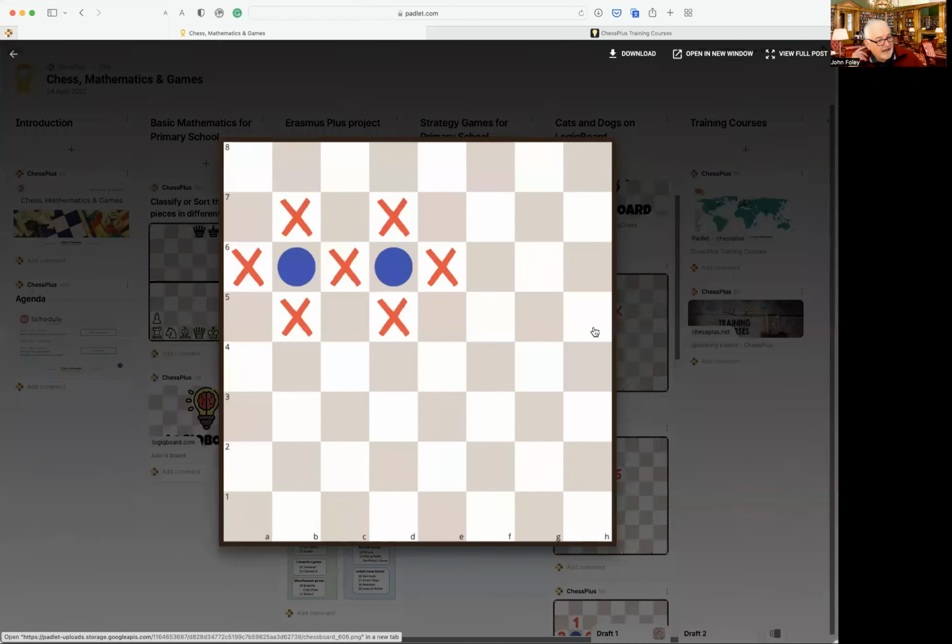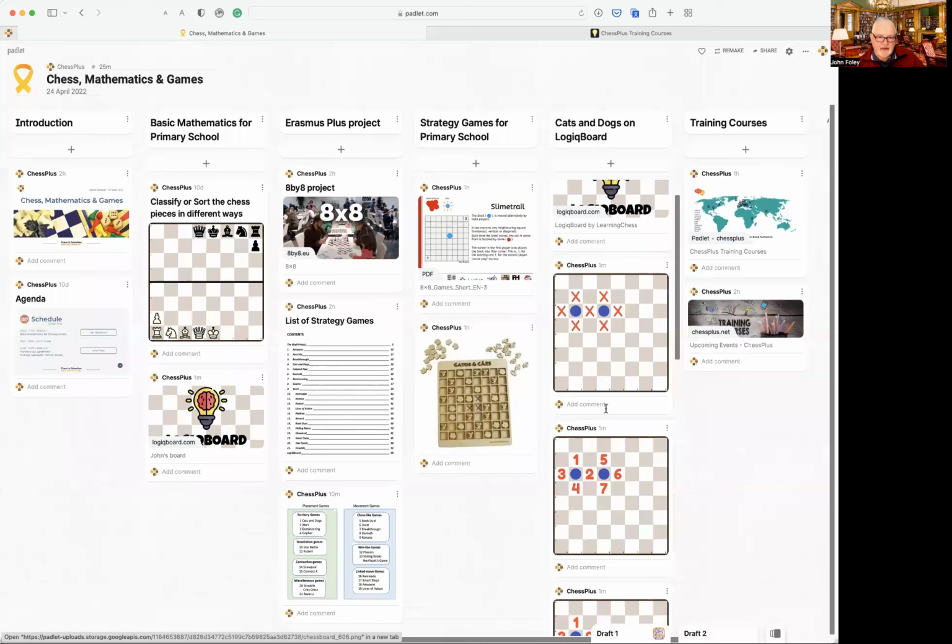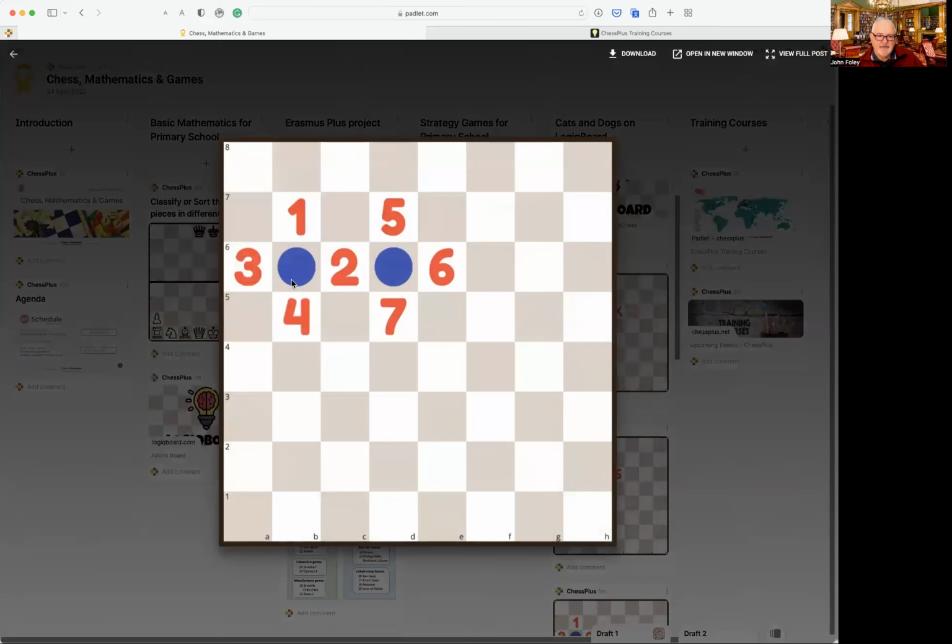So we're going to look at this one here. For the purposes of explaining the strategy of cats and dogs, let's say I put a blue piece on B6 and I put a piece on D6. Then that means that my opponent cannot put their piece on any of the squares marked with an X. So I have managed to rule out 7 squares.